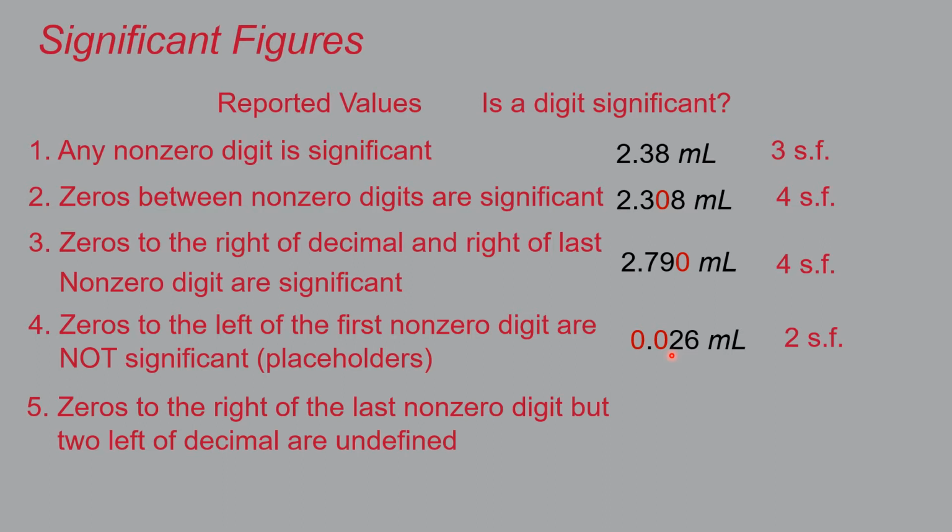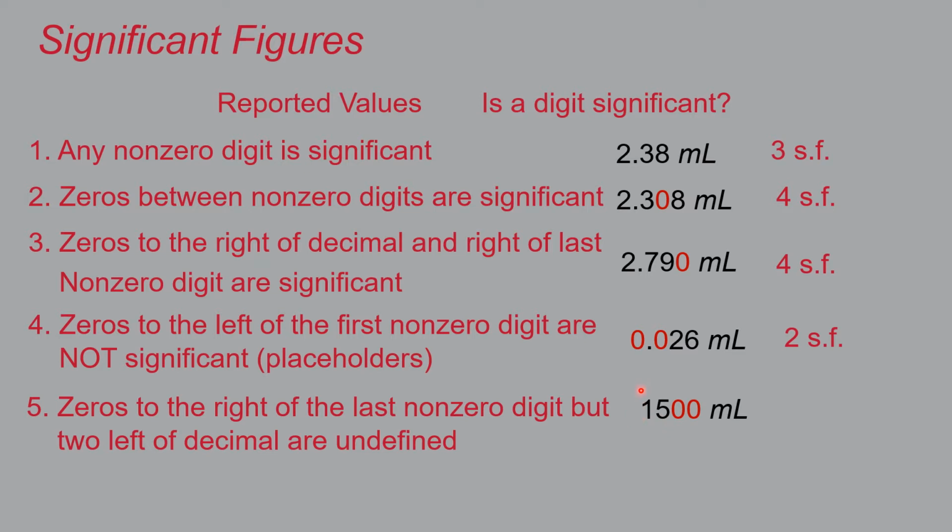Last but not least, zeros that are to the right of the last non-zero digit but are to the left of the decimal. So this typically happens with large numbers. So again, these zeros here are to the right of the last non-zero digit, but to the left of the decimal, and these are properly undefined. You don't know. The volume could be known to plus or minus 1 milliliter, or it could be that that 0 is there to tell you that that 5 belongs in the hundreds place.